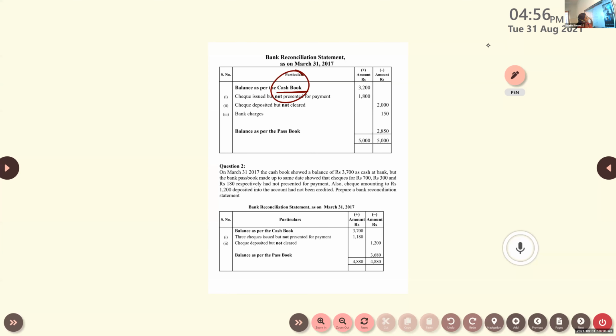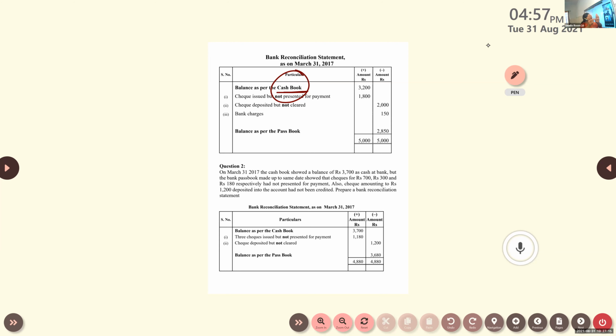Check deposited. Now, you should understand the sentences. Check issued but not presented for payment means the company is issuing a check, the company is giving a check. You should understand that. Check deposited means the company gets a check. Left hand is for passbook, right hand is for cash book. Now both are the same.